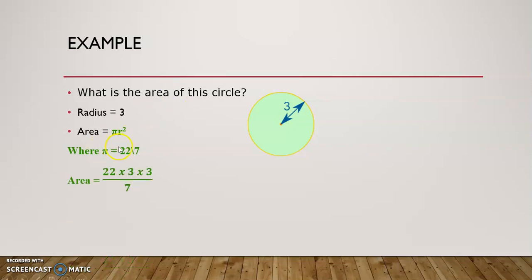So the area being pi r squared, pi 22/7 times r squared. r squared is 3 times 3. 22 times 3 times 3 is 198 divided by 7. And that gives 28.29. So the area of this circle is 28.29 when correct to 2 decimal places.